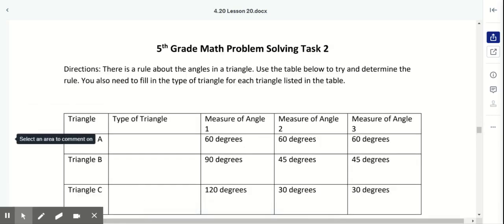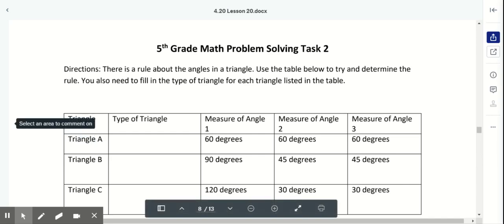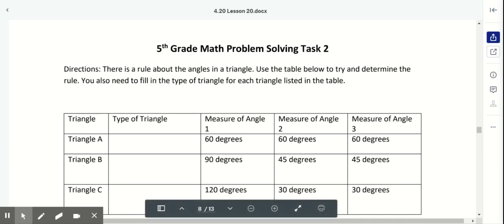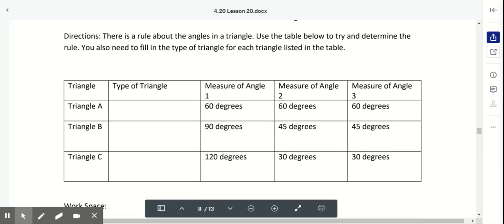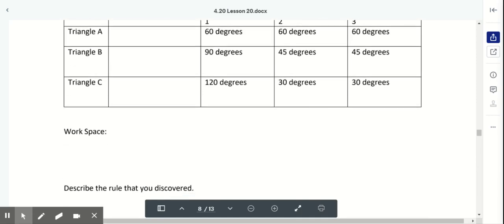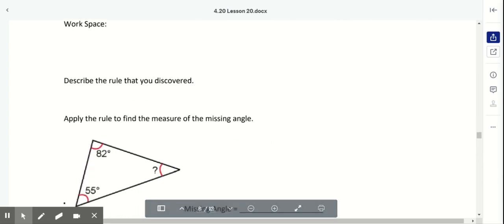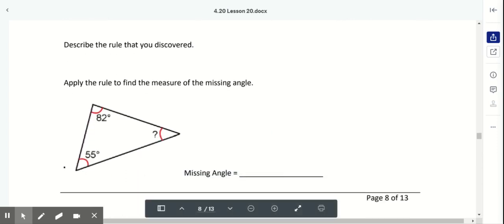Awesome. Now that you've taken down your notes, let's jump into our second problem-solving task. For your second problem-solving task, there's a rule about the angles in a triangle. Use the table below to try and determine the rule. You also need to fill in the type of triangle for each triangle listed in the table. Then you're going to describe the rule that you discovered, and then you're going to apply the rule to find the measure of the missing angle. So pause the video and do that now.